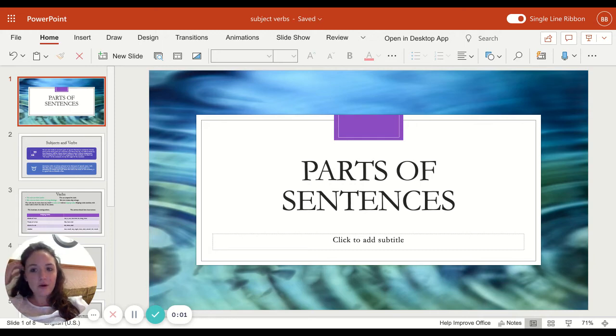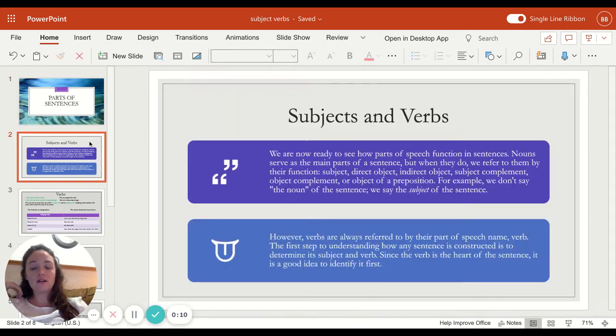Everybody. So we are going to go through the parts of sentences, namely subjects and verbs or predicates. Okay? So, subjects and verbs. We are now ready to see how parts of speech function in sentences. So we talked about those 8 parts of speech the last 2 days.